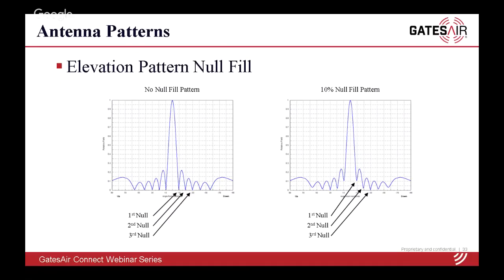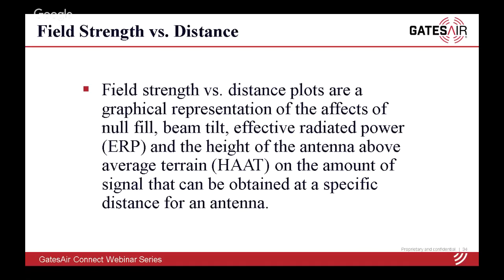So one of the ways of doing that is to look at field strength versus distance plots. These are a graphical representation of the effects of null fill and beam tilt, effective radiated power, or ERP, and the height of the antenna above the average terrain on the amount of signal that can be obtained at a specific distance from the antenna. So what we're going to do is look at what happens when we adjust null fill and beam tilt. What happens to the patterns?